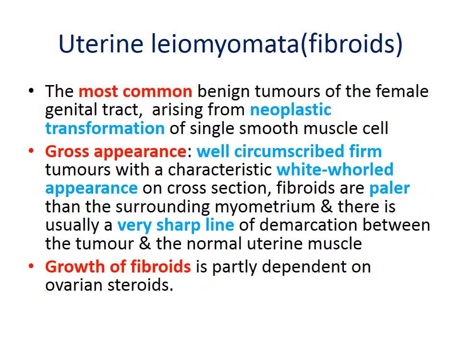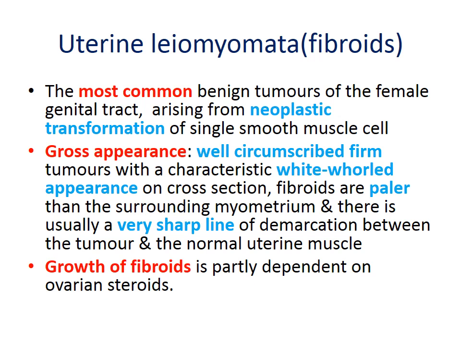Now I will talk about the commonest benign tumor of the female genital tract, that is to say the uterine fibroids. Another name they are known by is uterine leiomyomata, from which they arise. They arise from a neoplastic transformation of a single smooth muscle cell. Grossly, they appear as well circumscribed, firm tumors with a characteristic white rolled appearance on cross-section.